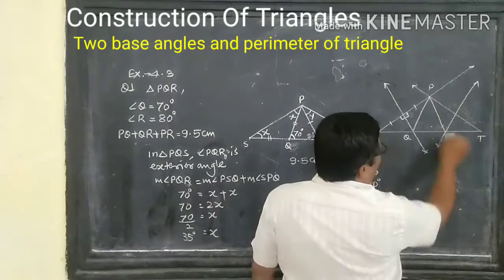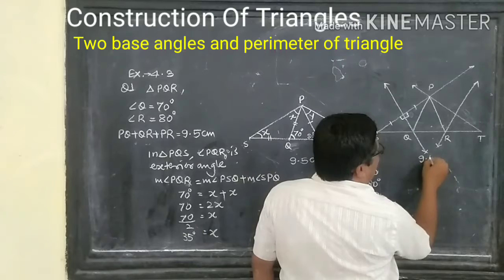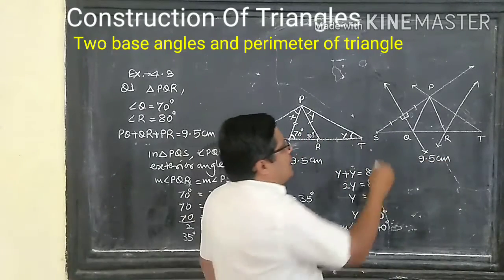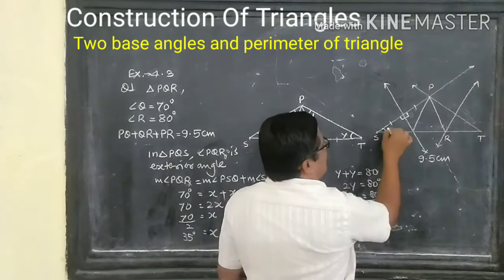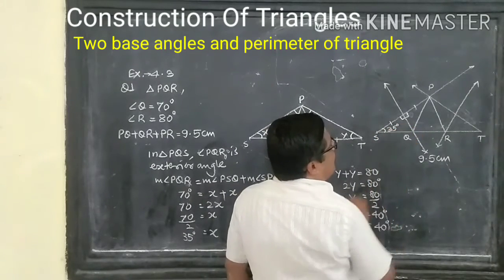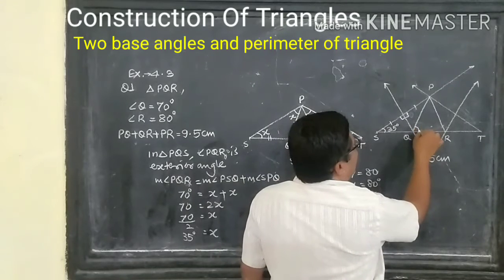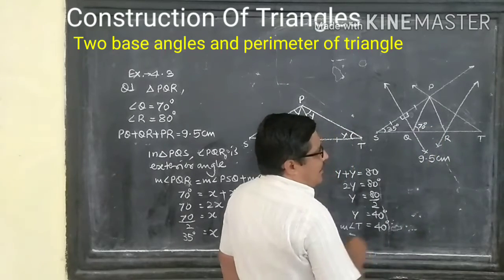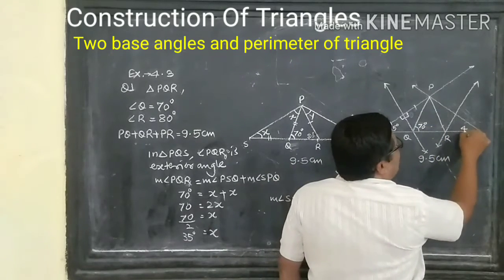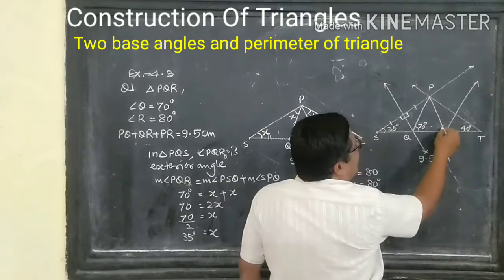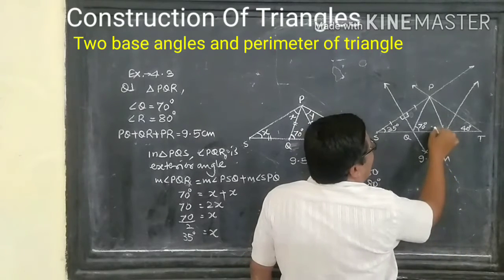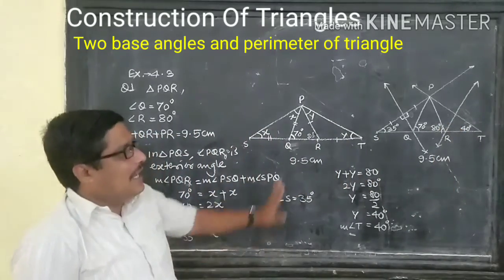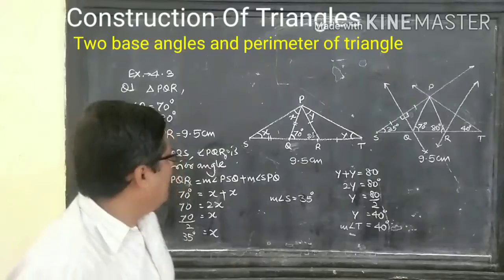Now whatever the measurements are there, that we have to write in the rough figure. So here the total length of ST is 9.5 centimeter. The measurement of angle S is 35 degree. By that way, here we get the measure of this angle Q is 70 degree. Measure of angle T is 40 degree. By that way, we get the measure of angle R as 80 degree. So in this way we can construct this triangle.